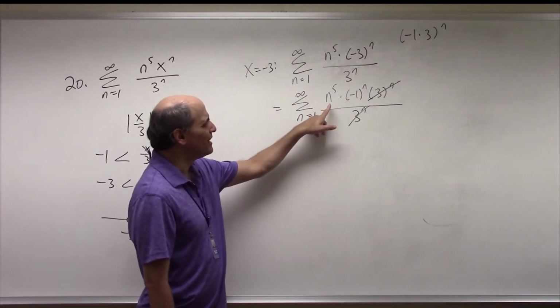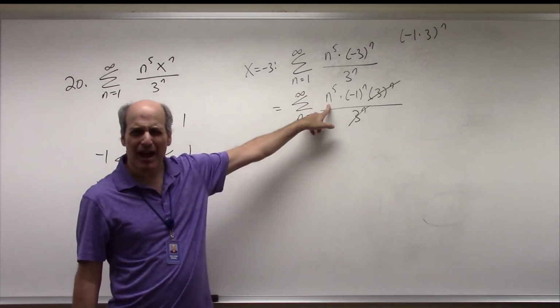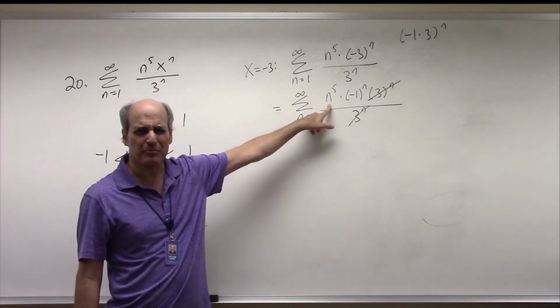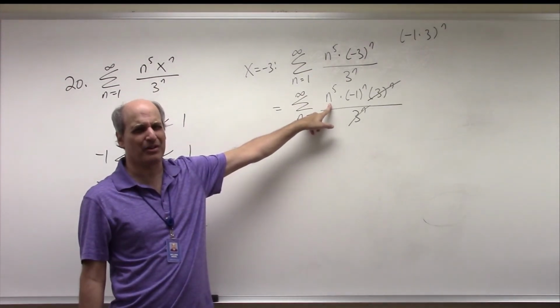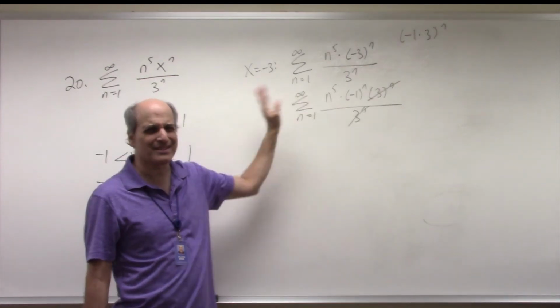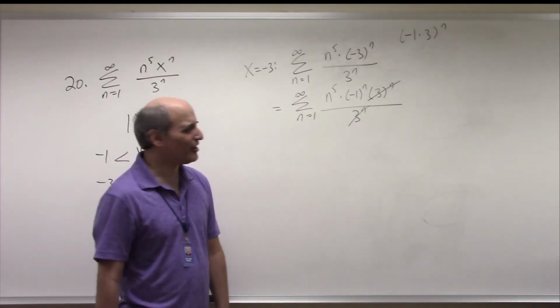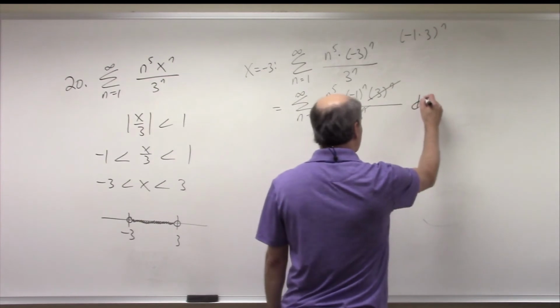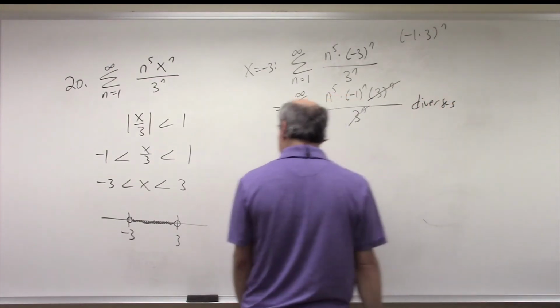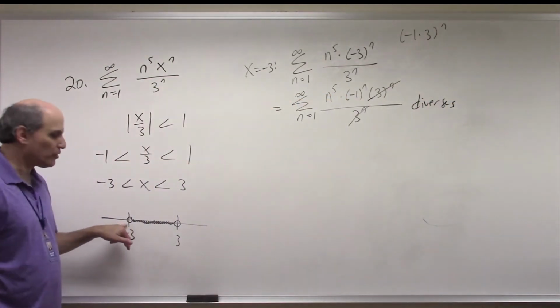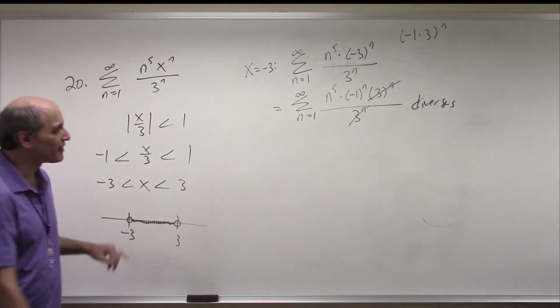This is going to be negative 1 to the fifth power plus 2 to the fifth power minus 3 to the fifth power plus 4 to the fifth power. This is going to get very large very quickly. This diverges. So no colored in circle here.